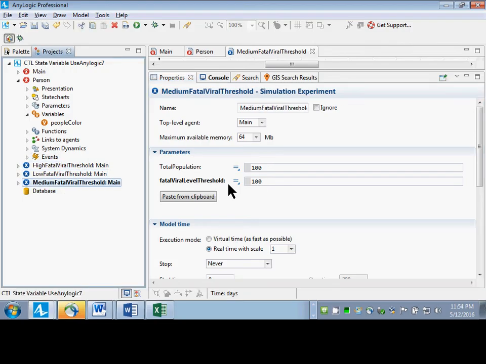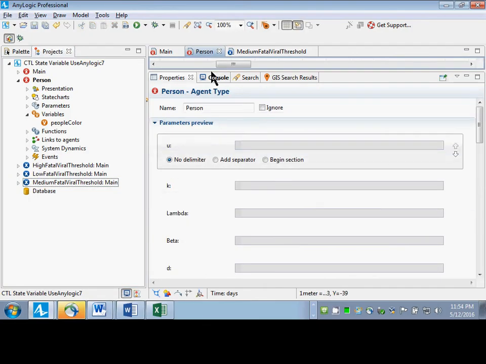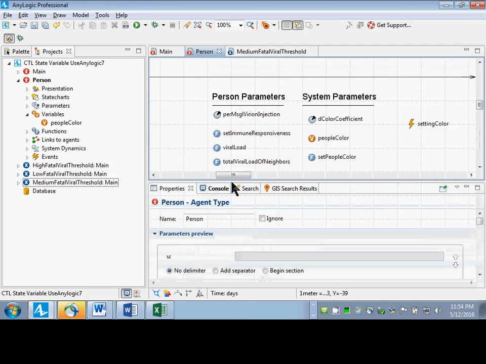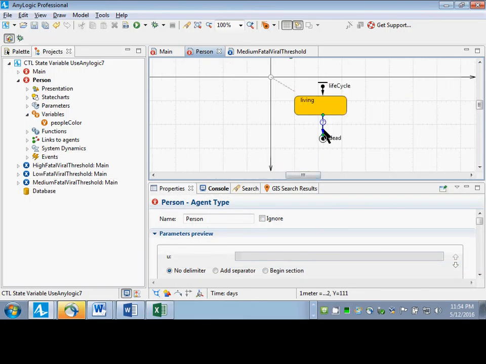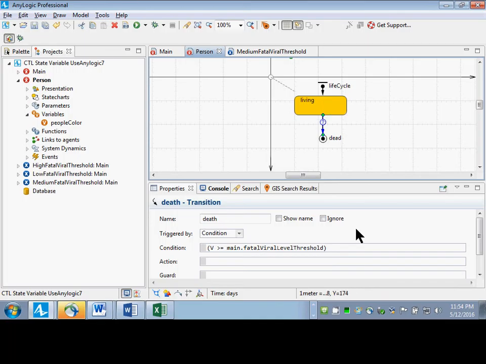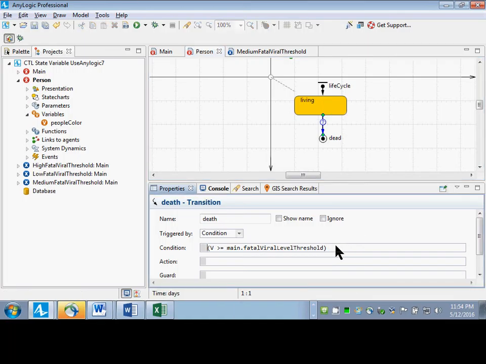And if we go look at person, what we will find is that in this state chart, a person goes from the living to dead state if, check it out, their viral level goes above the viral threshold. And think about an elderly person in a nursing home. Their immune system is weaker. They have high levels of viremia, and they may die from flu, even though a younger person may shake it off. And here we can capture that.